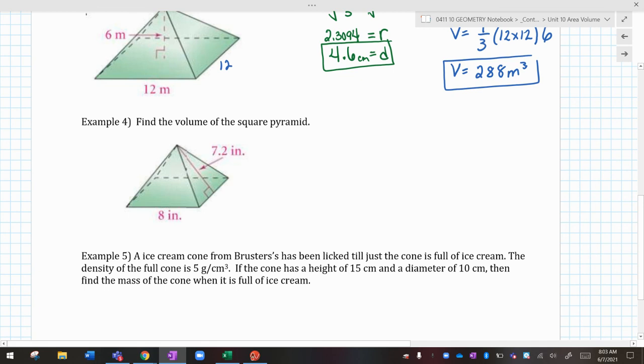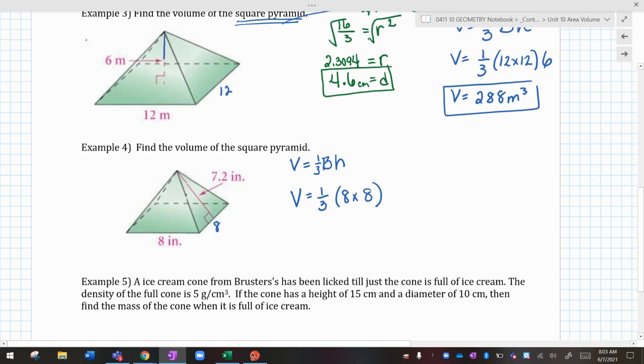All right, penultimate one here, 2 to go. Find the volume of the square pyramid here. Well, the volume is going to be the area of the base times the height times 1/3 because it's a pyramid and not a prism. So that's going to be 1/3 the area of the base, which would be 8 times 8 times the height. Ooh, that 7.2 is in a different position than that 6, right? My height should be in the middle. So what I really want is this thing, but they gave me this 7.2. Well, that's odd.